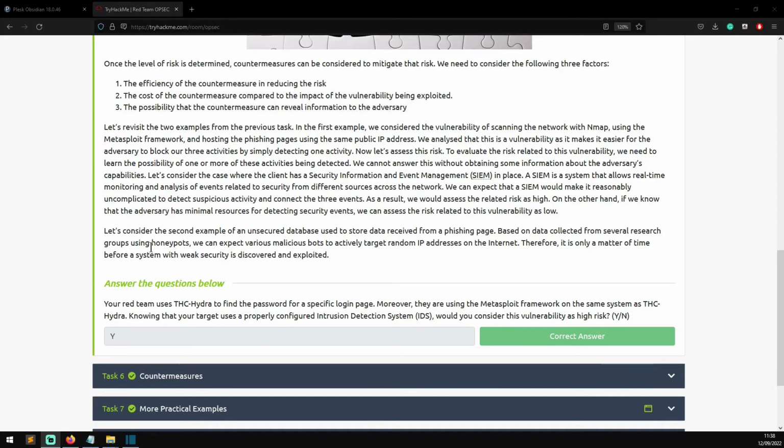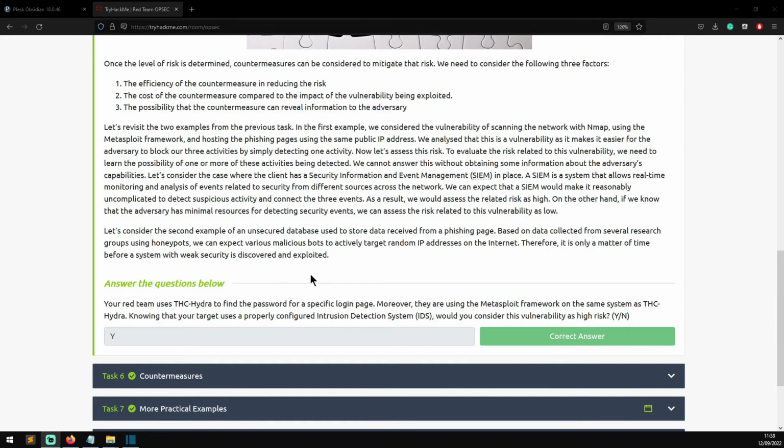Let's consider the second example of an unsecured database used to store data received from a phishing page. Based on the data collected from several research groups using honeypots, we can expect various malicious bots to actively target random IP addresses on the internet. Therefore, it is only a matter of time before a system with weak security is discovered and exploited.